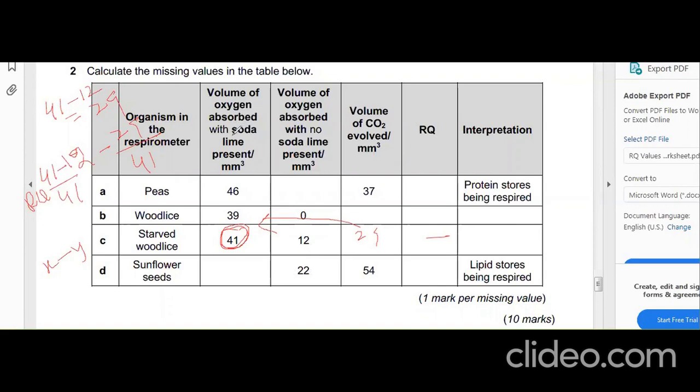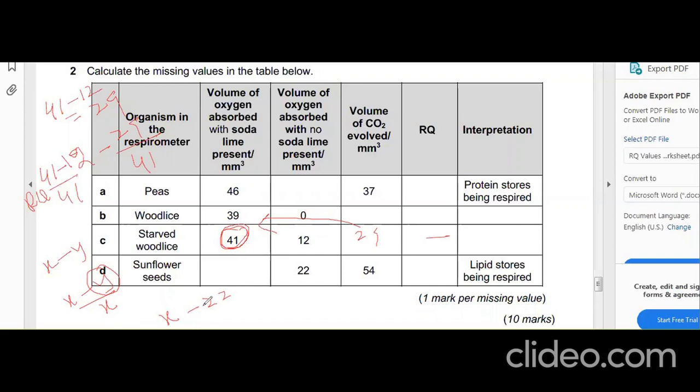Okay, so you know the volume of carbon dioxide evolved. Let's use this formula once again: x minus y is equal to x minus y divided by x, right? The volume of oxygen absorbed with no soda lime is given to me as 12. This is given to me as 22, right? And so x minus 22, right?